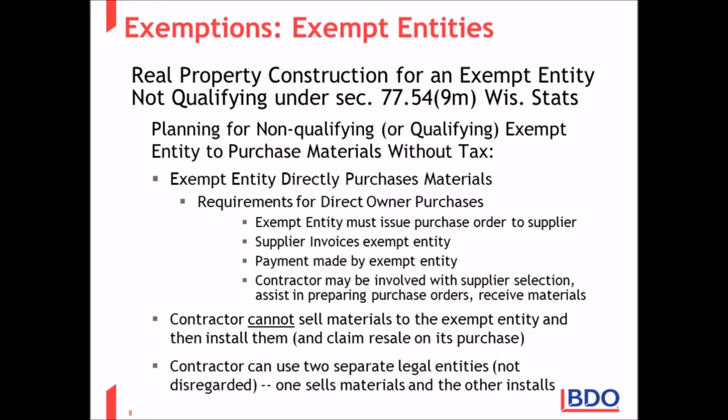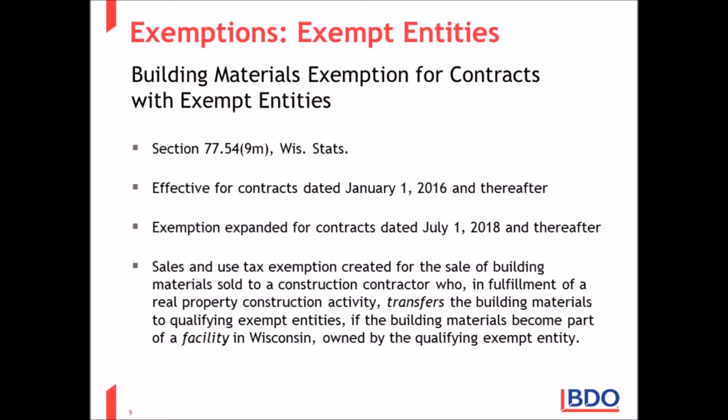So next up, we've got David Winkler, who's going to discuss the building materials exemption. Thanks, Jim. So this is an exemption that will allow construction contractors to purchase their building materials tax-free for projects with certain types of tax-exempt entities. And we're going to go through at length the types of projects that qualify. Just mention at the beginning here, this is covered under section 77.54, subsection 9m of the statutes. That's where this exemption exists.